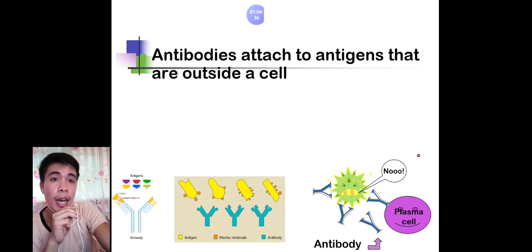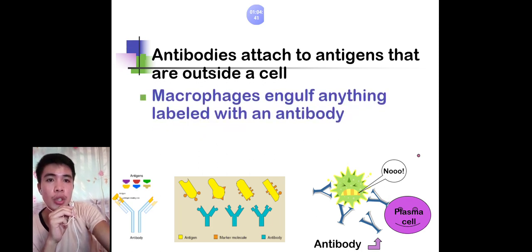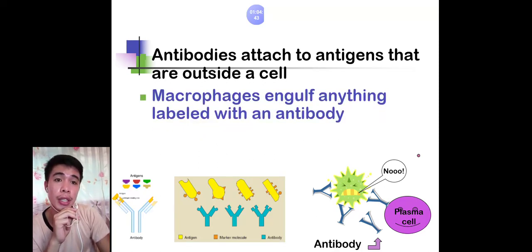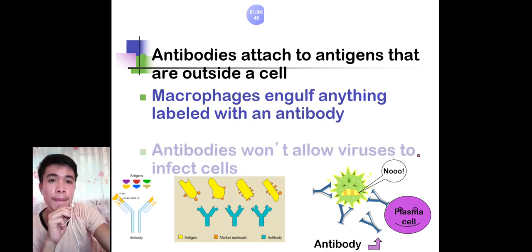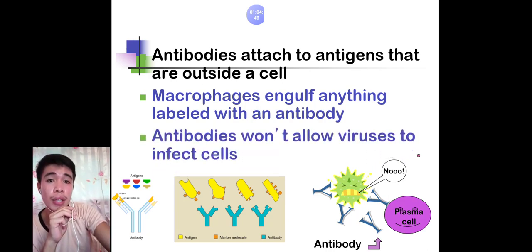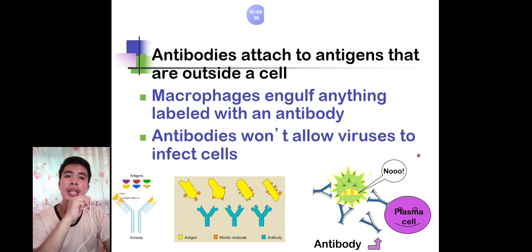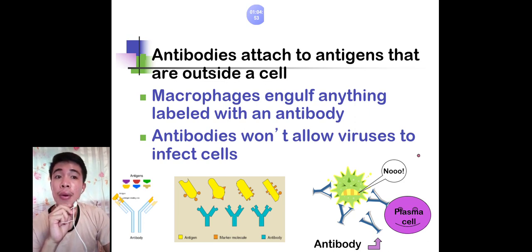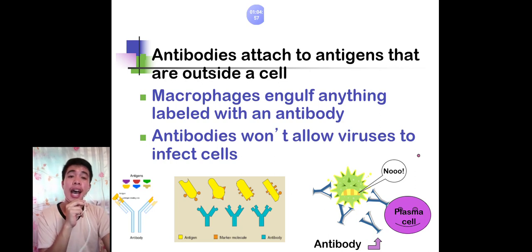Antibodies attach to antigens that are outside a cell. Macrophages engulf anything labeled with an antibody. So antibodies won't allow viruses to infect the cell. The antibodies are what prevent viruses from infecting our cells. That's how they block them.